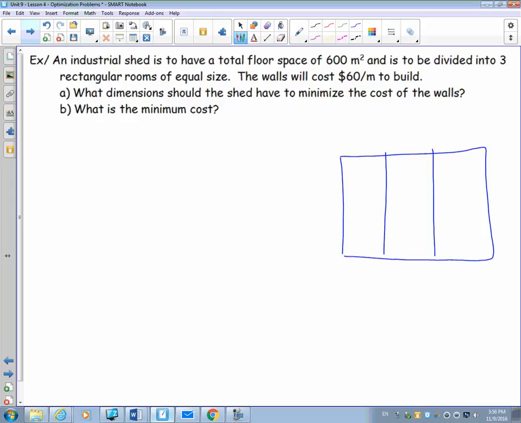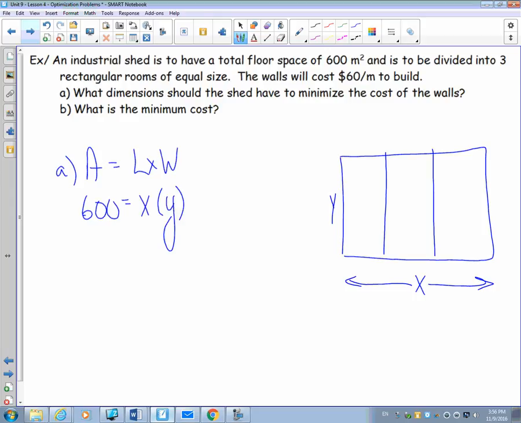So my shed, which is the entire thing, needs some variables. Let's call this X, and let's call the width Y. What do I know about this shed? I know its area is given by length times width. I know the area is 600, the length is X, and the width is Y. I've got two variables. I'm going to need two equations.